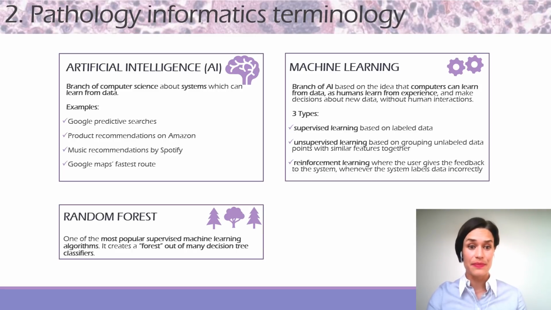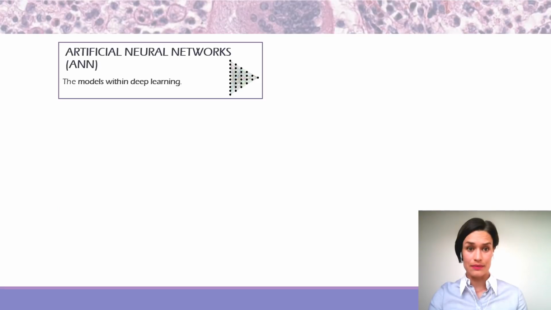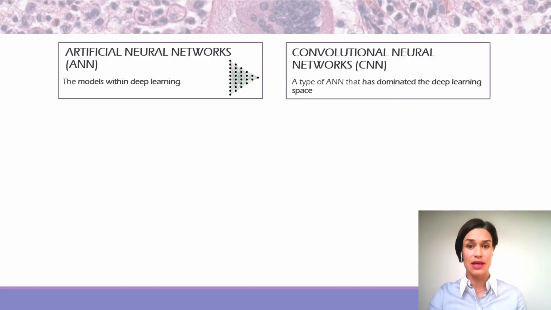What is random forest? Random forest is one of the most popular supervised machine learning algorithms. It's a forest of decision trees. These do not tend to perform so fantastic in pathology. What is deep learning? This is a subfield of machine learning in which the models resemble neural networks of the human brain. And those models within deep learning are called artificial neural networks. And an example or a type of artificial neural networks are convolutional neural networks, and these have dominated the deep learning space.